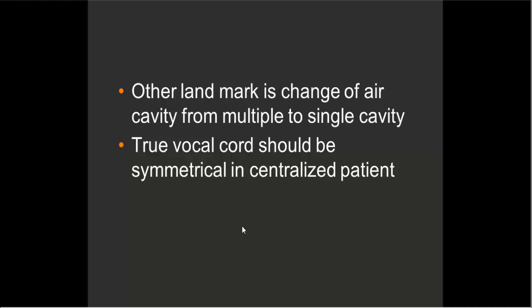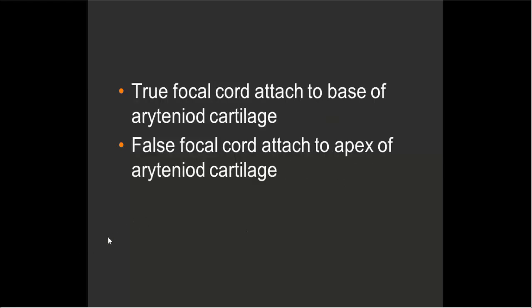The true vocal cords should be symmetrical and centralized. What do we mean by the change from multiple air cavities? Above, in the supraglottis, we find a central air cavity and the piriform sinuses. Above it we find the valleculae and a central air cavity. When the larynx becomes a single cavity, this is the landmark for the presence of the true vocal cord.